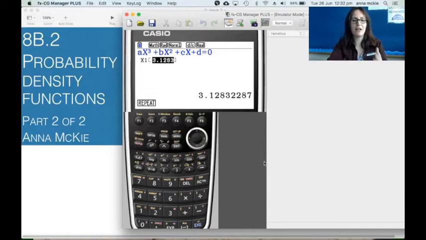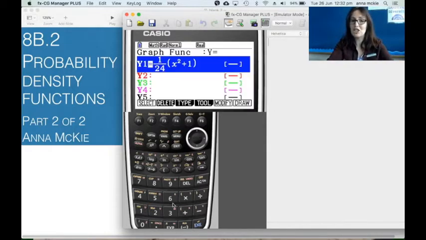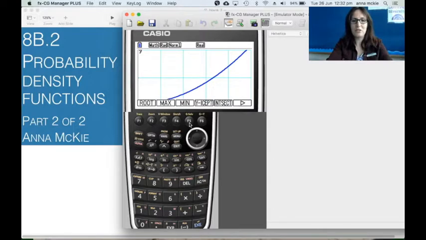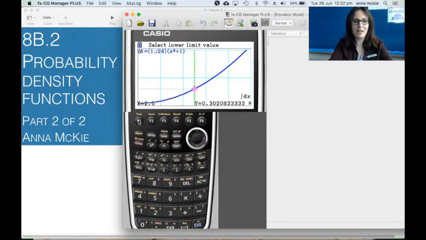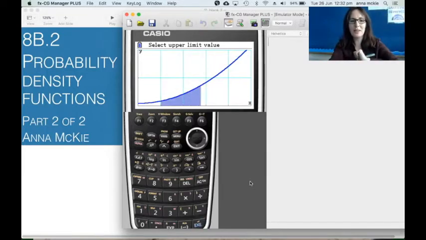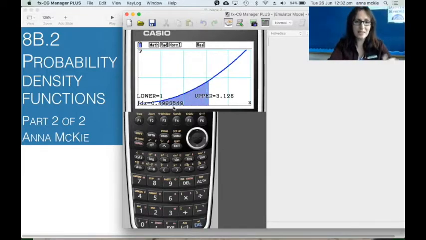Let's have a look at that graphically. Try and build in as many checks as you can as you're doing tests and exams so that you know along the way if you're right. If the area under the curve between 1 and 3.128 is a half, then we've found our median. So our lower value is 1, our upper bound is 3.128, and we're going to hope that that gives us a half. Yes, to 3 significant figures it would. So now you know you've got the right answer before you even do anything else.